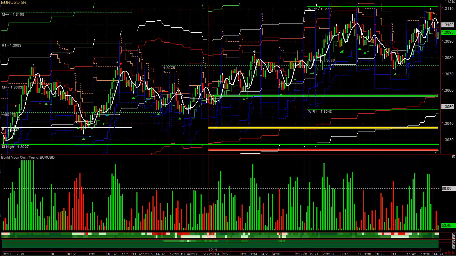Notice this one went up to the hourly statistical high and pulled back, hit the hourly statistical high and pulled back. This next one right here kind of went through it a little bit and went sideways, and then it went up and hit the next one.